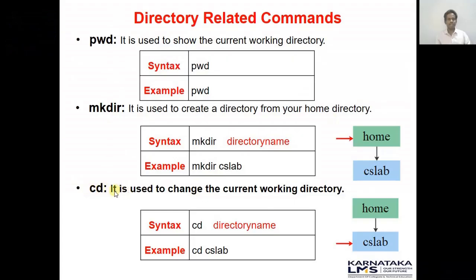Next, cd command. It is used to change the current working directory. Syntax: cd directory name. Example: cd cslab. Assume that presently you are working in home directory. If you like to change home directory to cslab directory, use the command cd cslab. So this command changes the pointer from home directory to cslab directory.